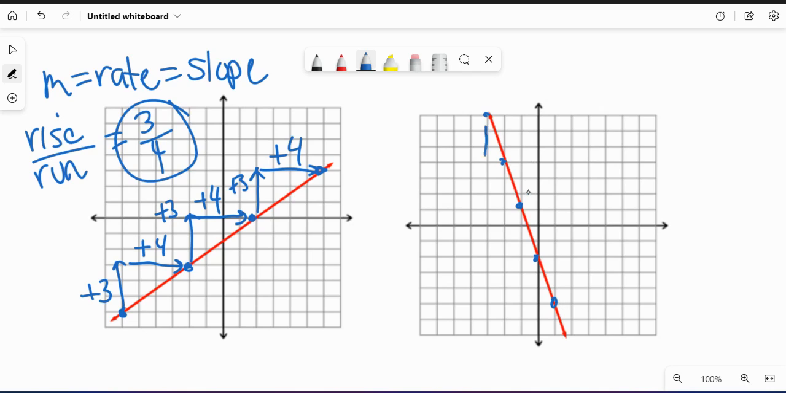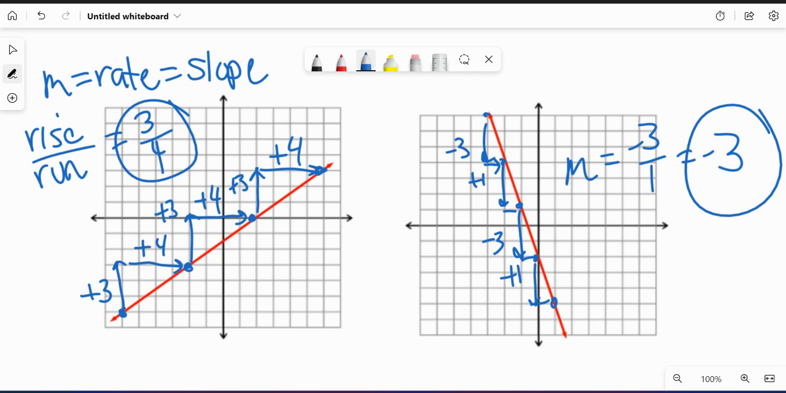This is going down 3, right 1. Down 3, right 1, and it keeps repeating that pattern. So this is -3 over 1, which simplifies to just -3.